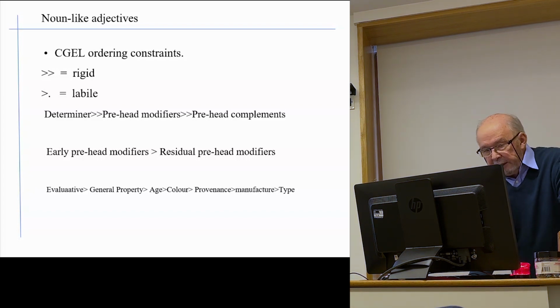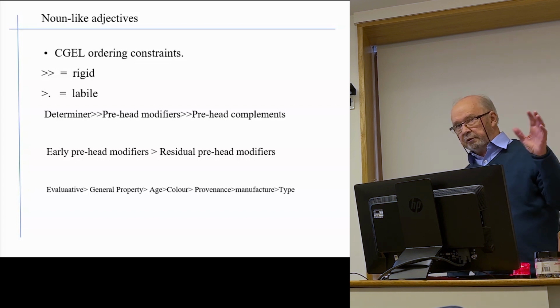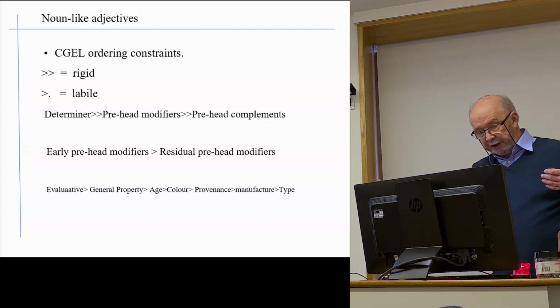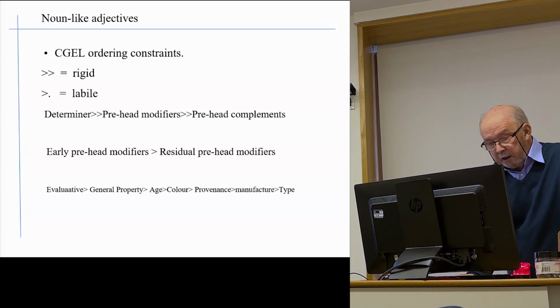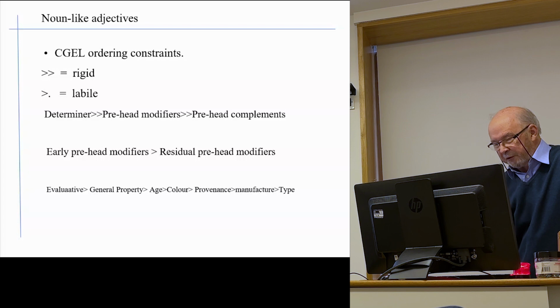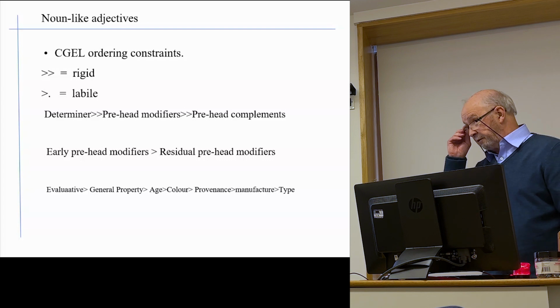And then the pre-head modifiers are divided into early and residual. Earlier things like numerals and so on. The residual ones, there is a general kind of semantic ordering. And various people have different representations of this, but it starts with evaluative adjectives at the beginning, then general properties: age, color, provenance, where something comes from, Italian, or whatever, manufacture, what it's made of or made by, and type is the last one, which would be closest to the pre-head complements.